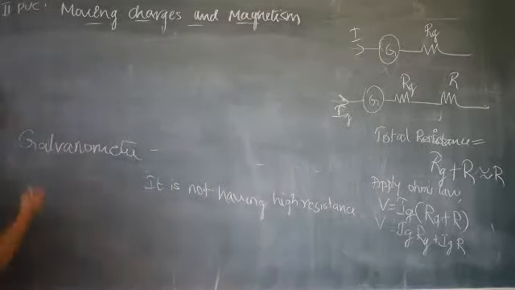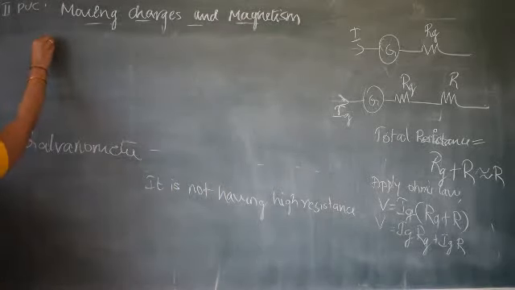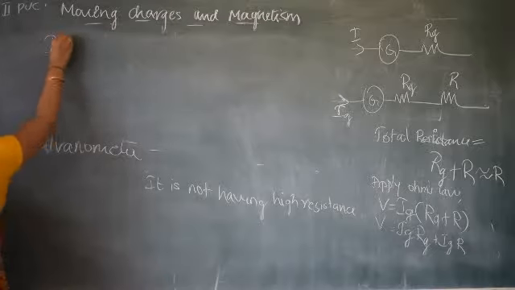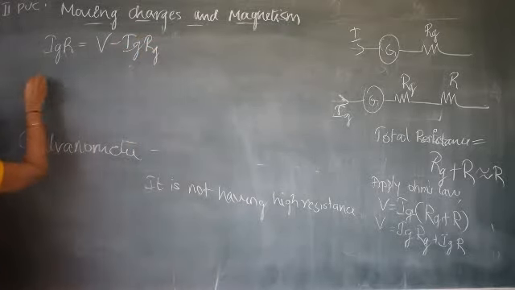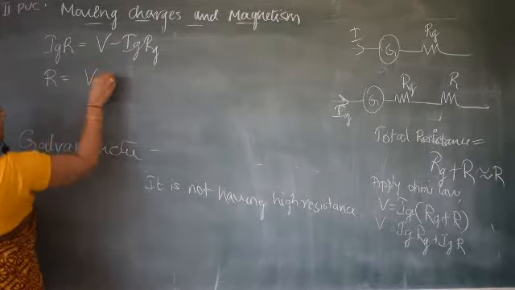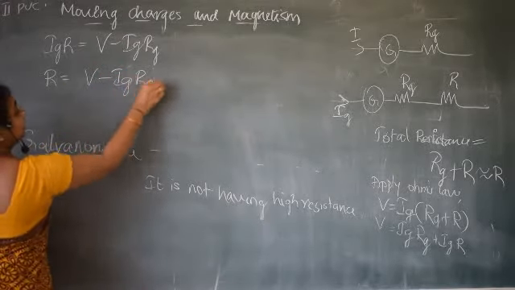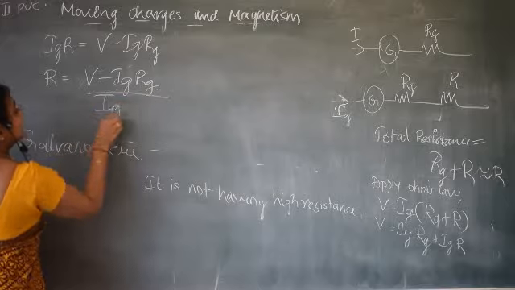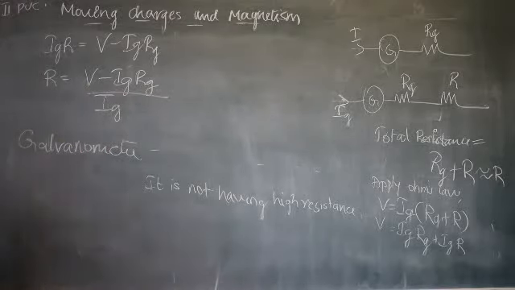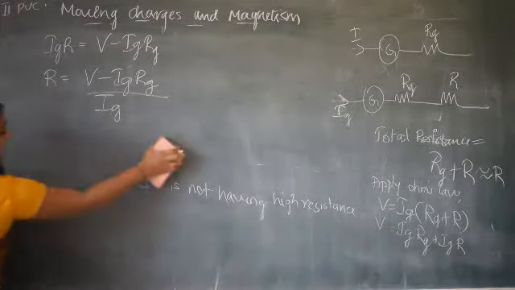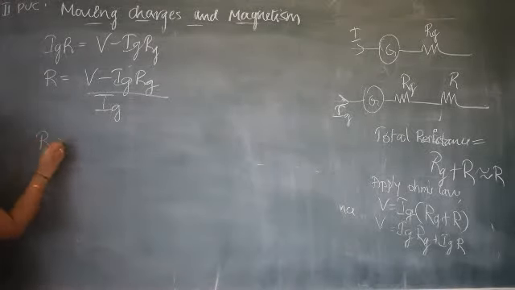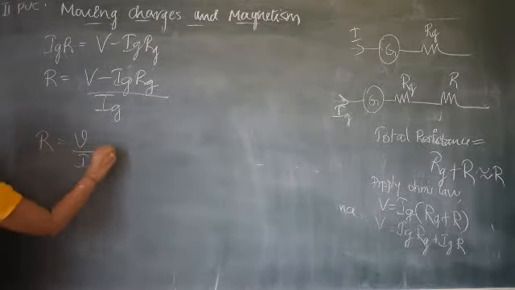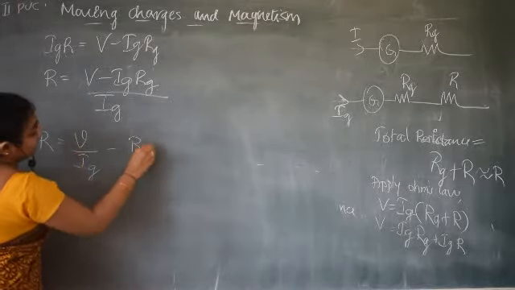V is equal to... I want an expression for R. I will shuffle it. I can write it as Ig R is equal to V minus Ig Rg, or else R is equal to (V minus Ig Rg) by Ig. Correct? Taking Ig to the other side, therefore I can write it as R is equal to V by Ig minus Rg.